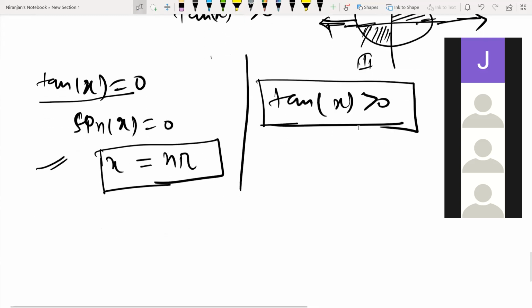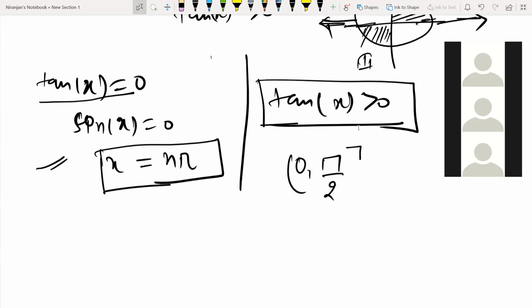Now, where do you think this is positive? 0 excluded to pi by 2. What do you mean by pi by 2? Can you take the open interval or the closed interval? This is a question, guys. So open interval, right? Why? Because of the cos function in the denominator, you can't take pi by 2. Even if you do that, that will make the denominator 0, right? So that's why we aren't taking it.